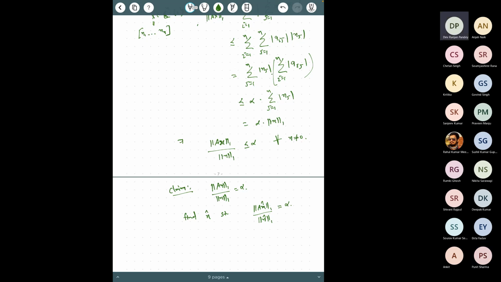A vector with all entries 1 by n. All entries equal to 1 by n. But then will that give you the required thing? That will not. This vector would be of one norm 1, but it may not give you this alpha.